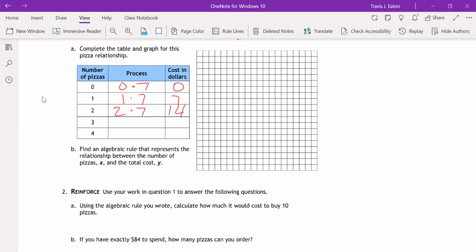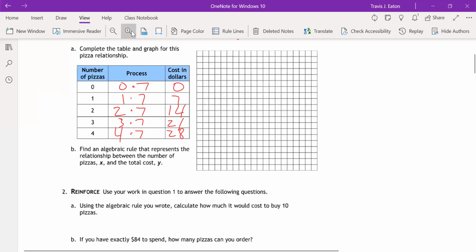Let's see, 3 pizzas. I don't know. Now we're getting up into the threes. Just kidding. 3 times 7, that's going to be $21. 4 pizzas at $7 each would be $28. All right. Well, there you have it. There, we filled out the table. Now it should be pretty easy to fill in the graph.